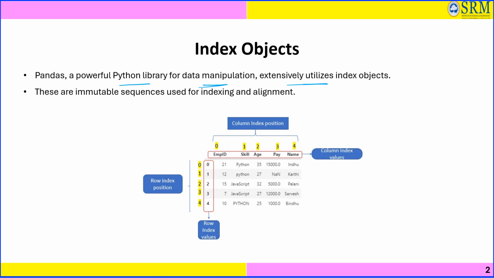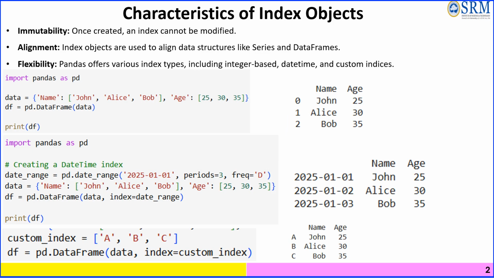So for example, let's take this one. So this is a common default index. And then these are the row index values. These are the column index values like employee ID, skill, age, pay, name. Okay. And this is the column index position. This is the row index position. So indexing is very important to access the data easily, rapidly, and to do the alignment as well. So these are immutable sequences used for indexing and alignment.